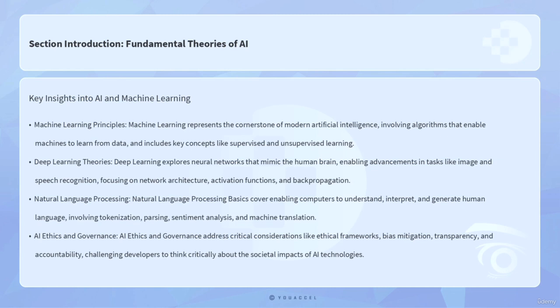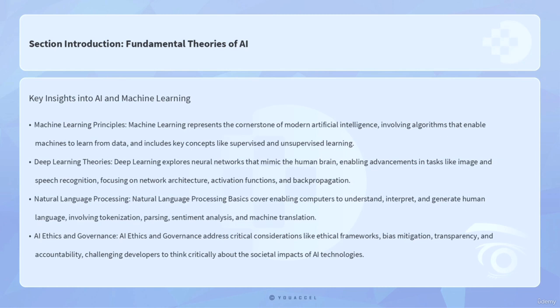Reinforcement learning concepts will introduce you to algorithms that learn optimal behaviors through trial and error. You'll explore how agents make decisions to maximize cumulative rewards, covering key topics such as Markov decision processes, policy gradients, and Q-learning. This understanding is crucial for applications ranging from game playing to autonomous systems.